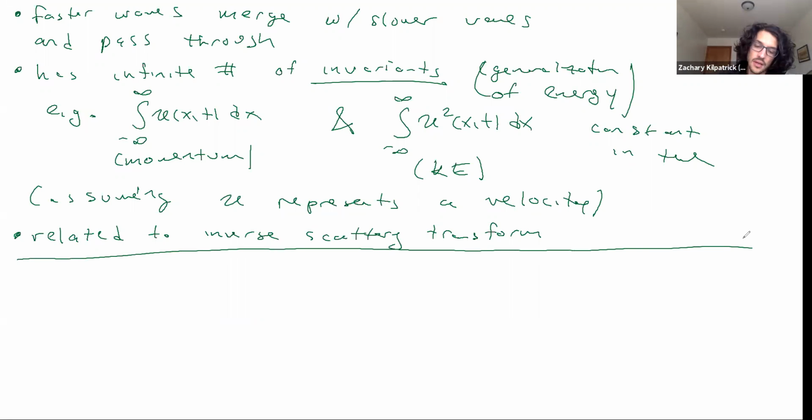Okay, so that's the background on the KdV equation. Let's talk first a little bit about dispersion. If you remember way back, I think in the first couple weeks of the semester, we talked about dispersion, and in particular, how the speed of different wave numbers is related.